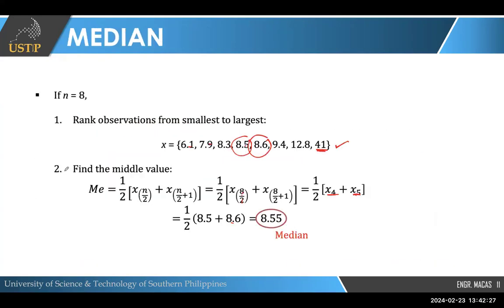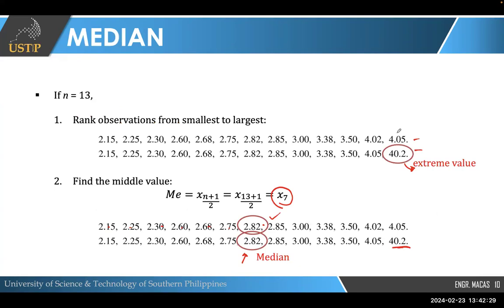Let's go back to our first example. So the range of our first set of data will be 4.05 minus 2.15. Let me compute that. That is 1.9, the range. Okay, for the second data, it is 40.2 minus 2.15. So that will be 38.05. Okay, so look at the difference.